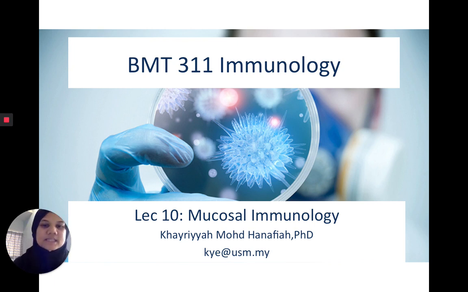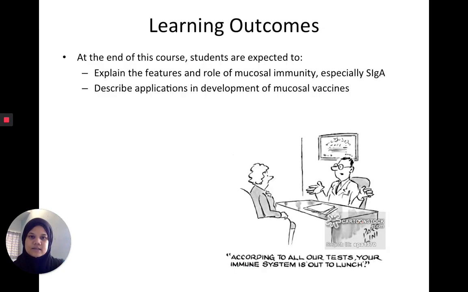So this topic is covering mucosal immunology. It's a topic that's quite near and dear to my heart, very related to some of the work that I was doing in my PhD. So forgive me if I go off on a tangent every now and then. But basically at the end of this lecture, I hope you'll be able to explain the features and the role of mucosal immunity, especially the role played by IgA, so secretory IgA specifically. And then also be able to describe some applications in the development of mucosal vaccines. And we'll see how they're a bit different from the regular vaccines that we talked about earlier.